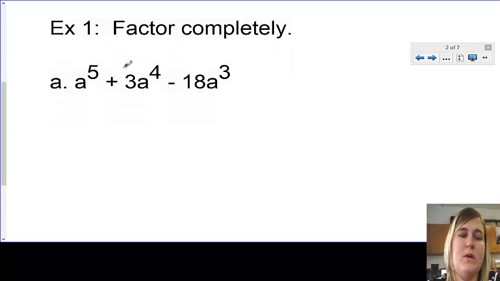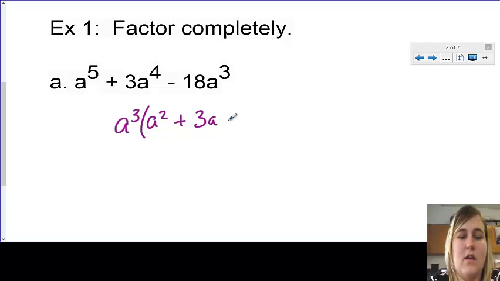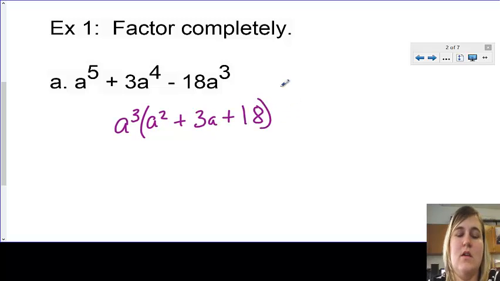So on example 1, we are going to factor out the greatest common factor of these three terms. So the biggest thing that I can factor out of all of them is that a to the third there. I can take an a to the third out of each of them. So if I take out a to the third, I'm left with a squared plus 3a plus 18. So now I can use my old trinomial rules of something that multiplies to get 18 but adds to get 3, because I have a 1 in that lead coefficient spot.